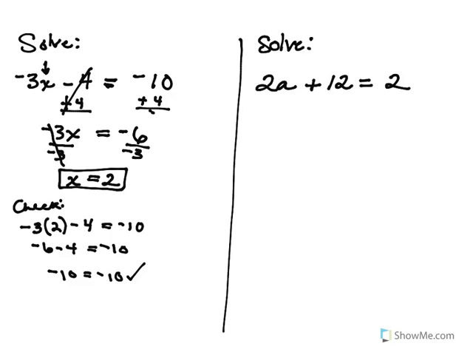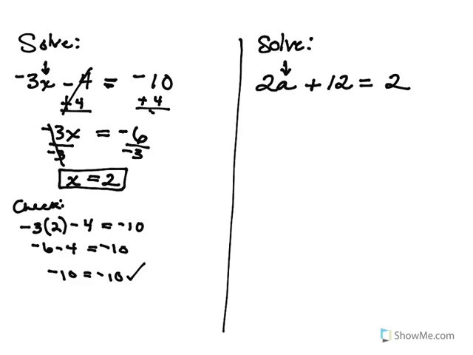All right, on this next solve, we have 2 times a plus 12 is equal to 2. And so we're trying to solve here. Who are we solving for? We're trying to solve for the a. What does that mean? That means it needs to be by itself. You need to get the a by itself on one side.